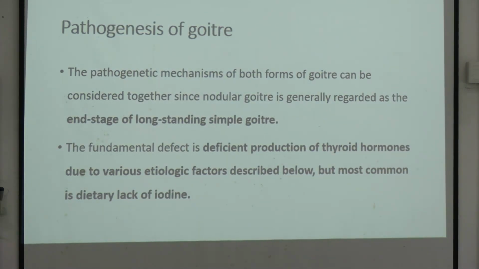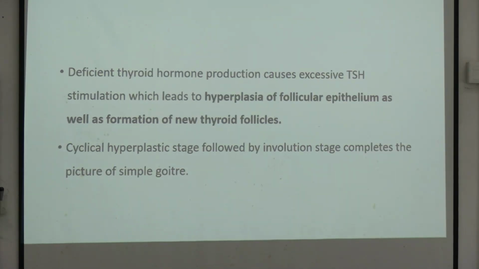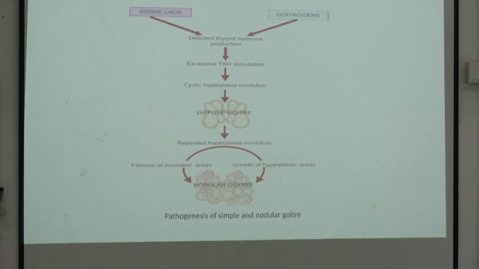The fundamental defect is deficient production of thyroid hormones due to various etiologic factors described below, but the most common is dietary lack of iodine. Deficient thyroid hormone production causes excessive TSH stimulation, which leads to hyperplasia of follicular epithelium as well as formation of new thyroid follicles. This is the pathogenesis of simple and nodular goiter.